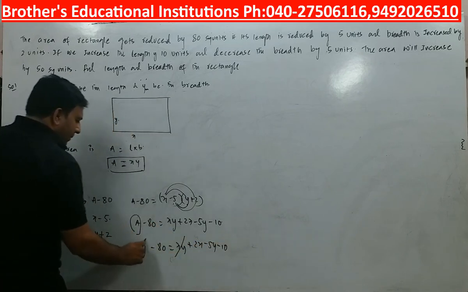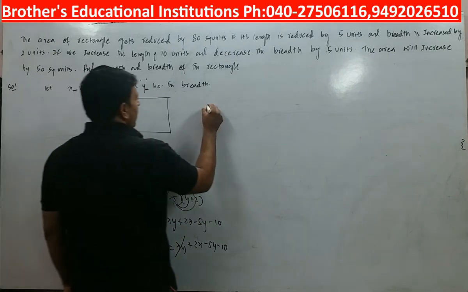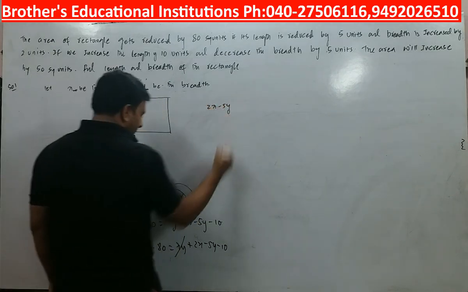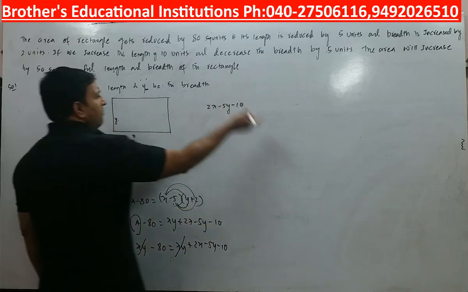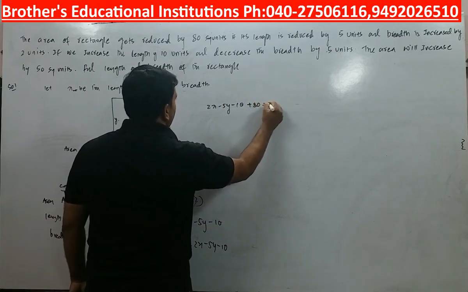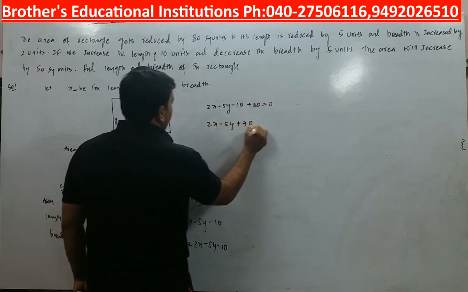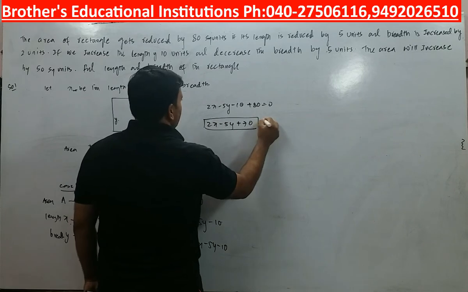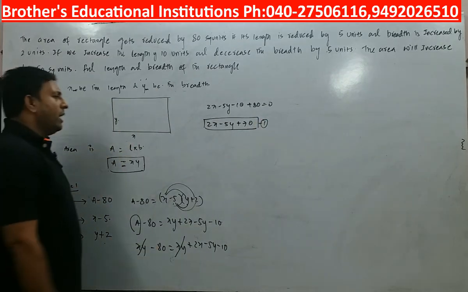Now xy cancel. Shift everything to the right hand side. And what you get? 2x minus 5y minus 10, and this minus 80 will go to that side, plus 80 is equal to 0. So you have 2x minus 5y plus 70 is equal to 0, is your equation 1. Now I have to get another equation.